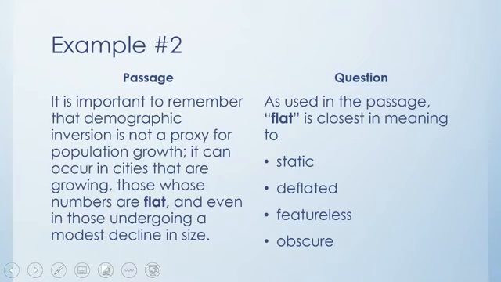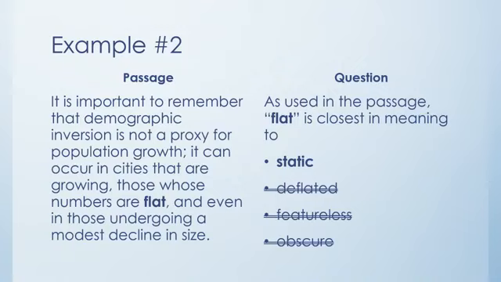Okay? But you know what deflated means, you know what featureless means, and you know what obscure means. And there's a good chance that even doesn't mean any of those. So in that case, our best word is probably going to be static. Okay? Because what static means is kind of like the opposite of dynamic. So dynamic is going up and down. It keeps an even state, so it's all the same. So that's actually why that word fits the best.